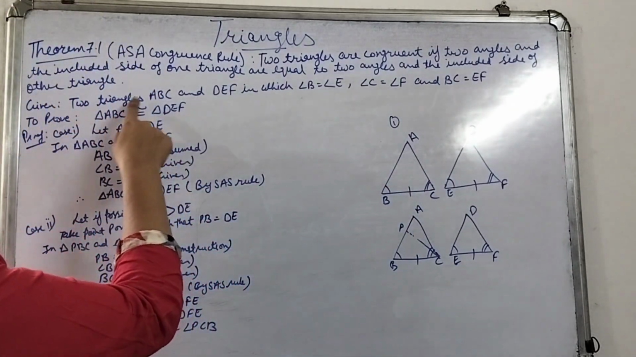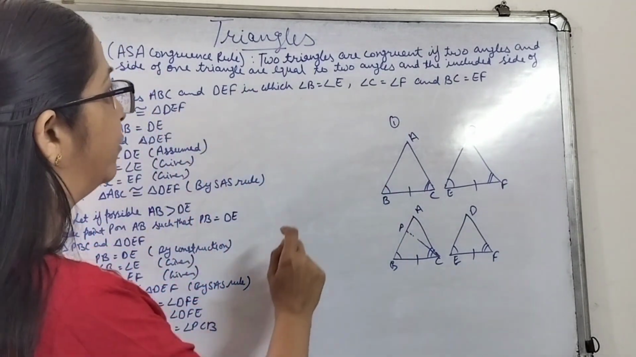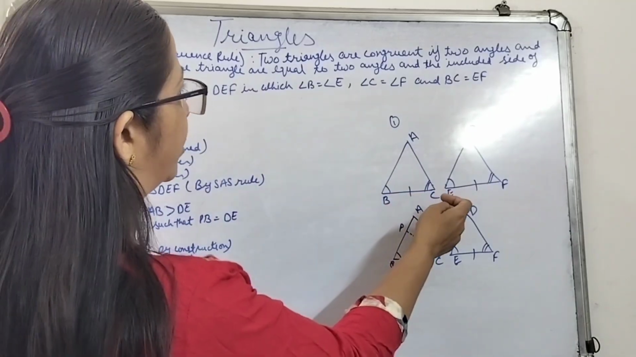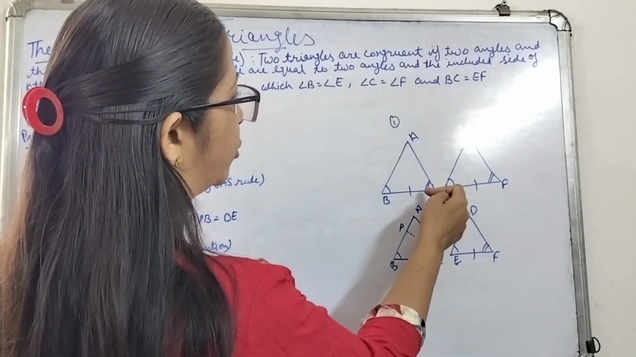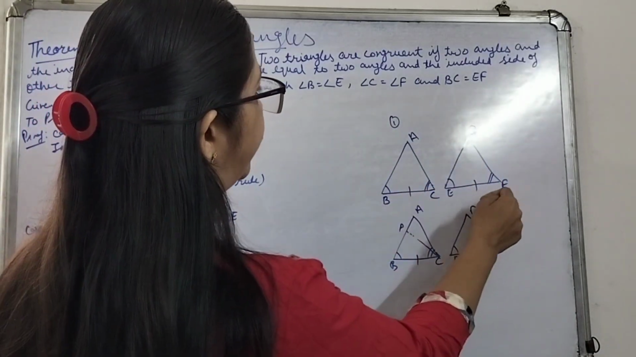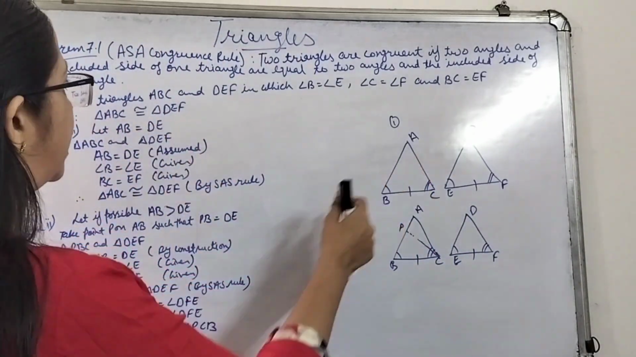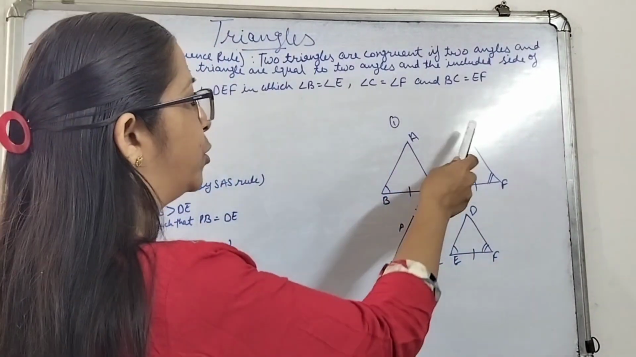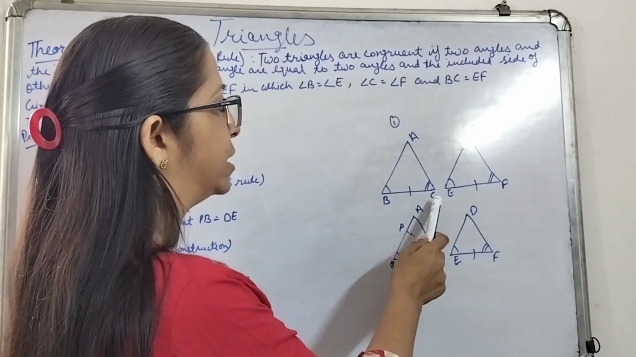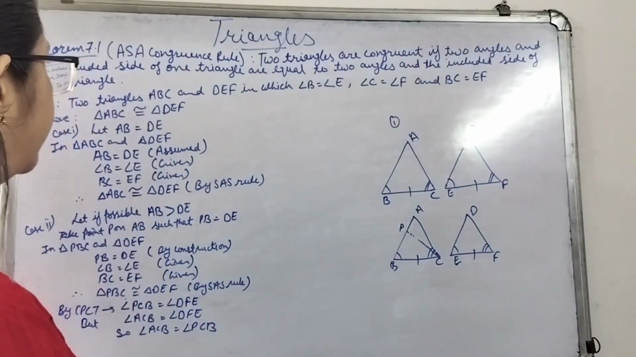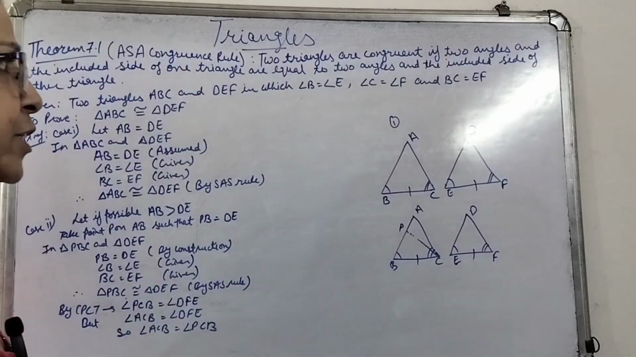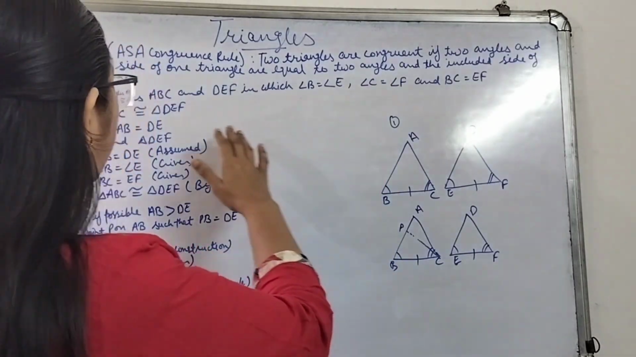So given to us is that two triangles are there, ABC and DEF, in which angle B is equivalent to angle E, angle C is equivalent to angle F, and BC is equivalent to EF. We have to prove that the two triangles are congruent, where A will correspond to D, B will correspond to E, and C will correspond to F. Now for proving it, three conditions could be there. First condition we will be considering.